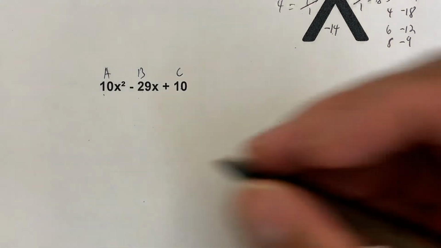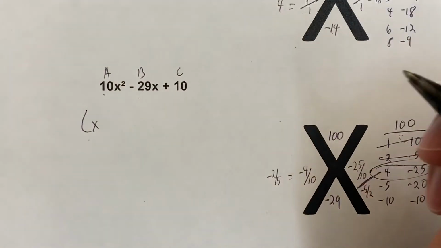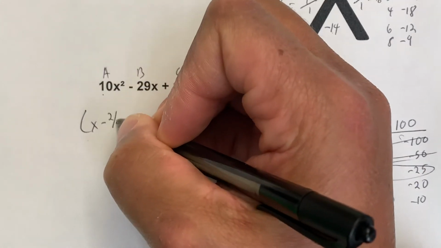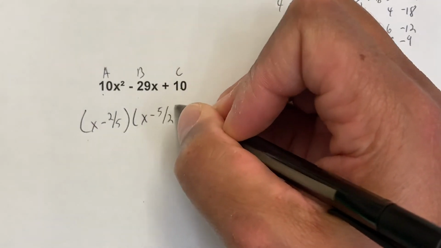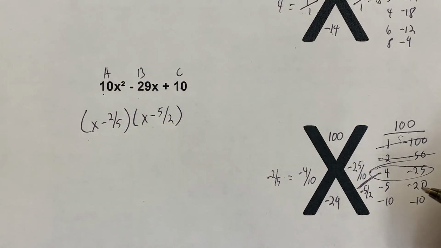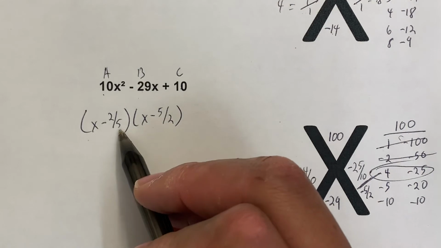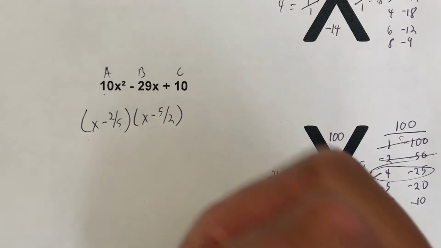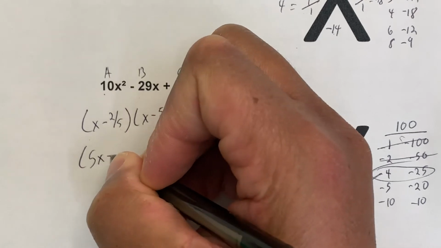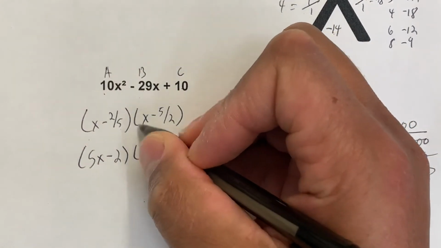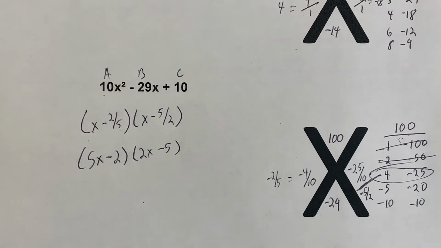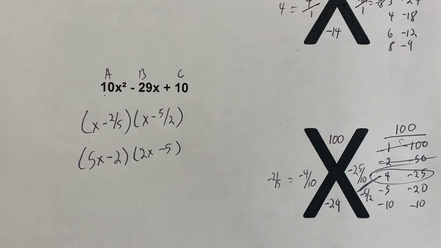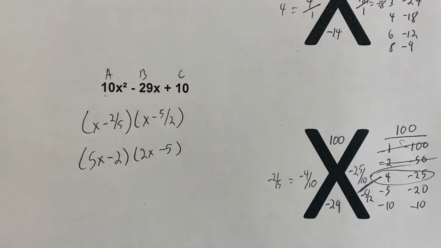Okay? So our parentheses, x plus the first number, x minus 2/5, times x plus the second number, x minus 5/2. And there it is. Last step, bring the denominator up front. So we end up with 5x minus 2 times 2x minus 5, okay? And that's it. Again, always check your answers, but I don't want to make this video any longer than we need to, so check it for me, if you will. Thank you so much. All right? Pause if you need to rewind.